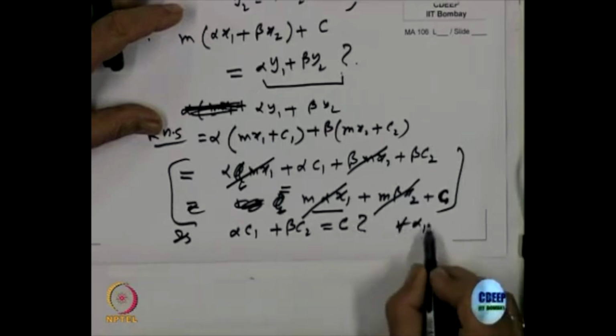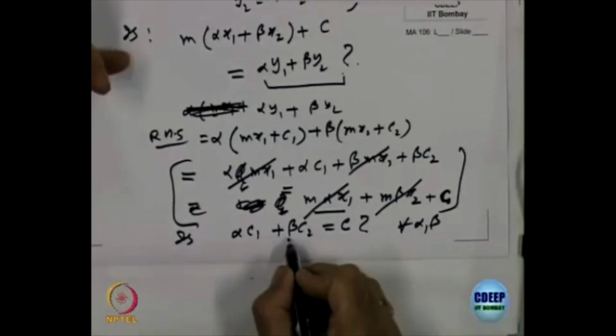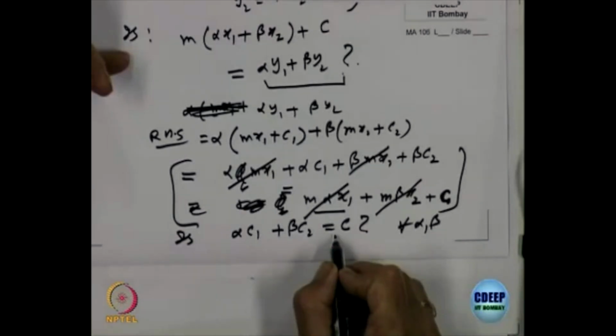For every alpha, beta, then only left hand side will be equal to right hand side, but that is not true for every alpha, beta. For example, alpha I can choose 0, beta I can choose 0, that means C should be 0, but C is fixed, that is given to me, I can't say it is 0. So this may not happen always. So that is a contradiction, not possible always. So what is the conclusion?